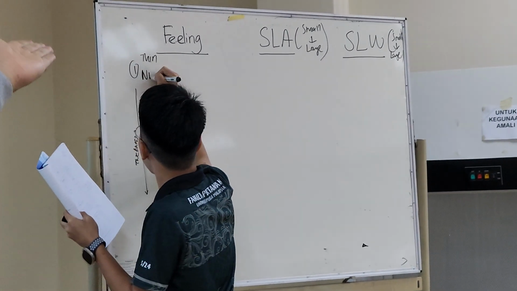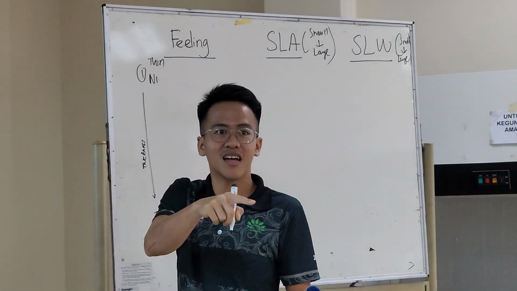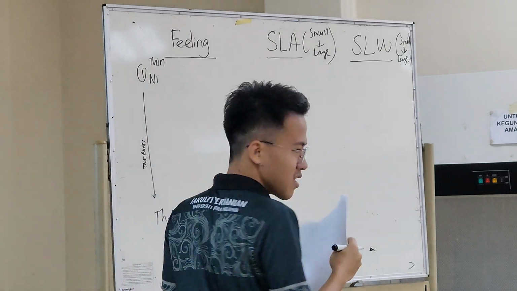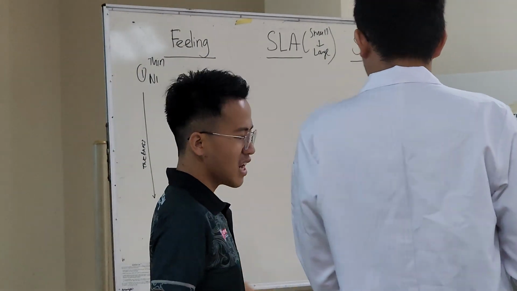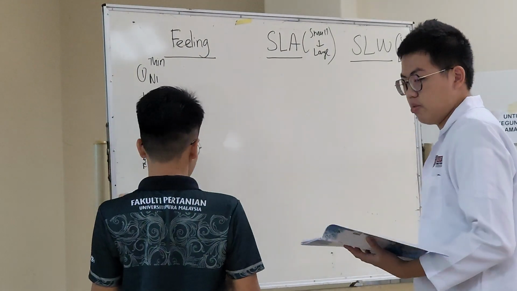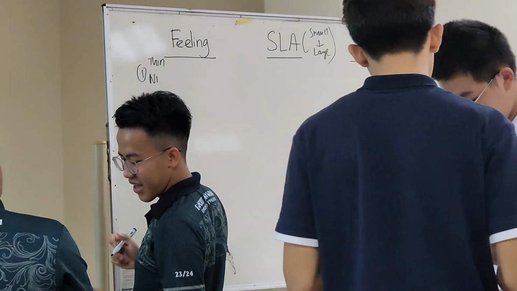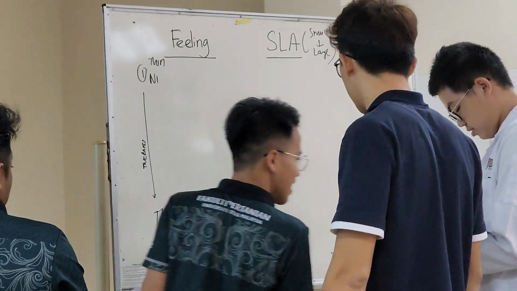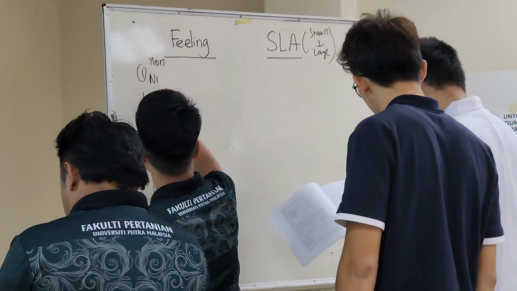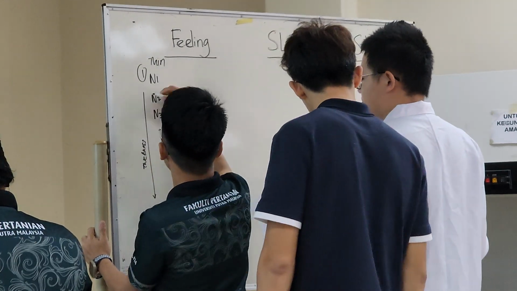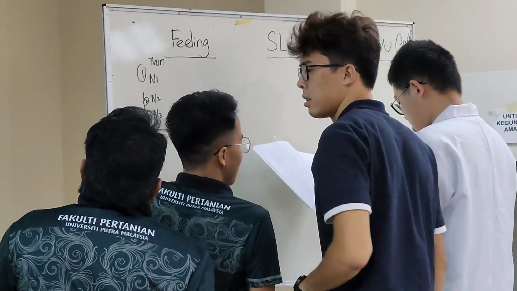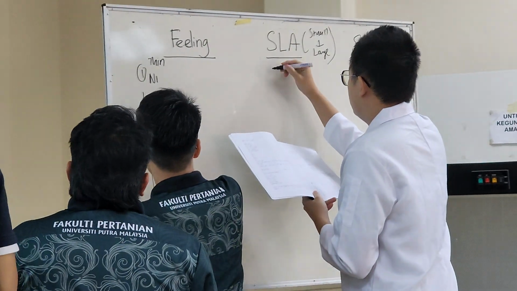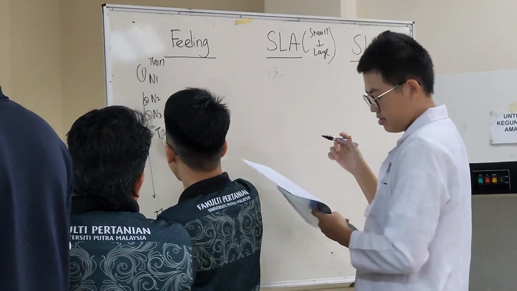Your friend can help you to fill in the blank with SLA and SLW. You have no one to help you. Don't leave your friend alone. Use a good marker, okay? Because your friend at the back cannot see if it looks too faded.